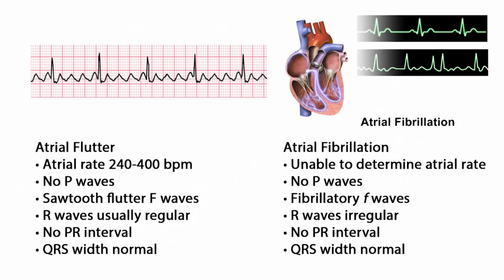In atrial flutter, the atrial rate is between 240 to 400 beats per minute. In AFib, we are not able to determine the atrial rate. Neither arrhythmia has P waves. Atrial flutter has sawtooth flutter or F waves, and AFib has fibrillatory F waves. The R waves in atrial flutter are usually regular, but in AFib they are irregular. Neither arrhythmia has a PR interval, but the QRS width on both is normal.